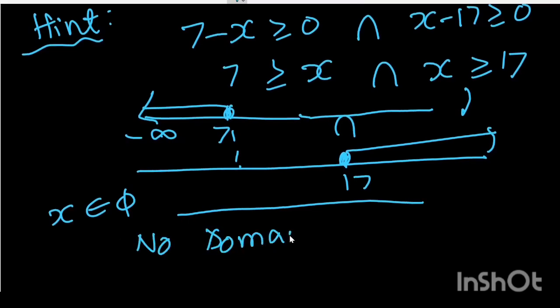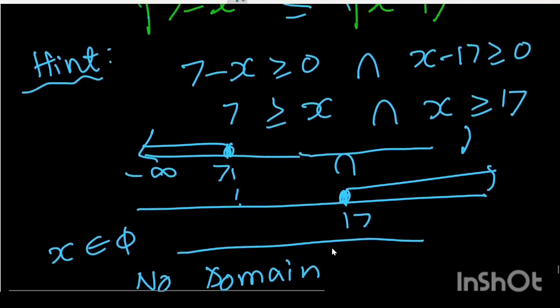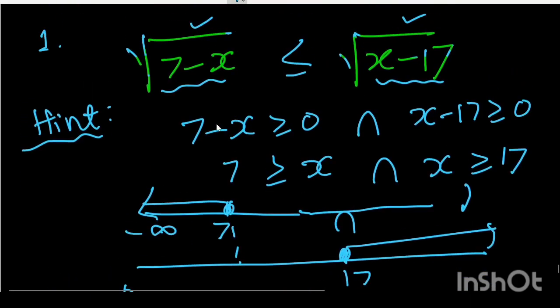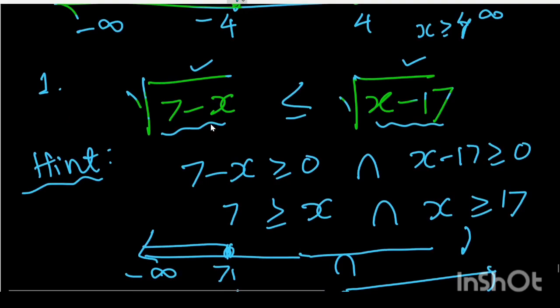No domain means before even solving it, we concluded that there is no x which can go to this or go to this and make both of them positive. There is no such x. It means the domain of this entire equation is the null set. So there is no need to square and solve it, because if you square and solve, you may get some answer which would be a wrong answer.